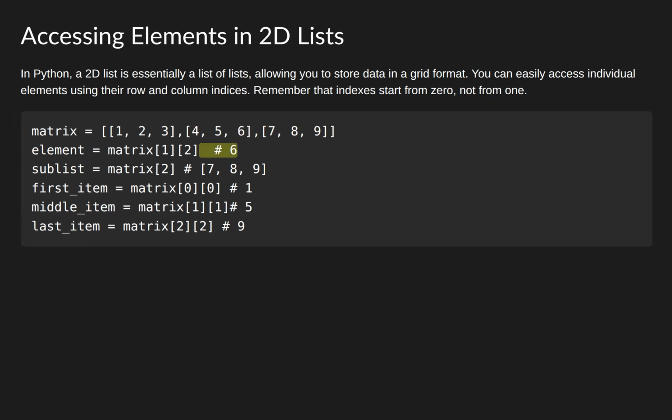The code selects the value at row 1, column 2, which is 6. It then retrieves the third row as a sublist. Next, the first item in the matrix is accessed using the 0 indices for both row and column. The center value of the grid is selected by specifying row 1, column 1. Finally, the last item in the matrix is accessed from the third row and third column.